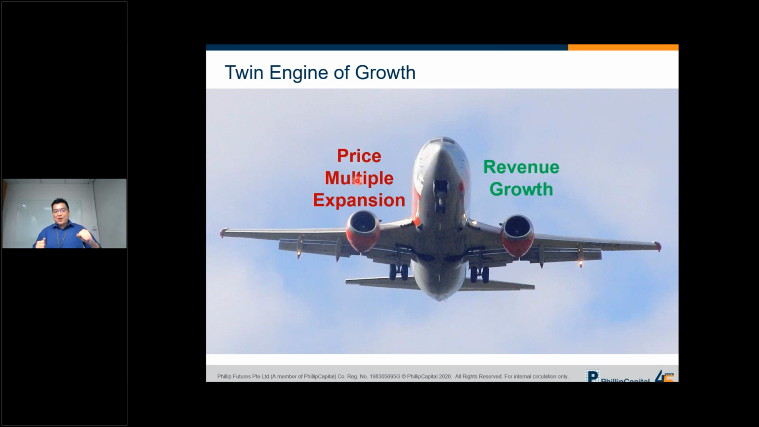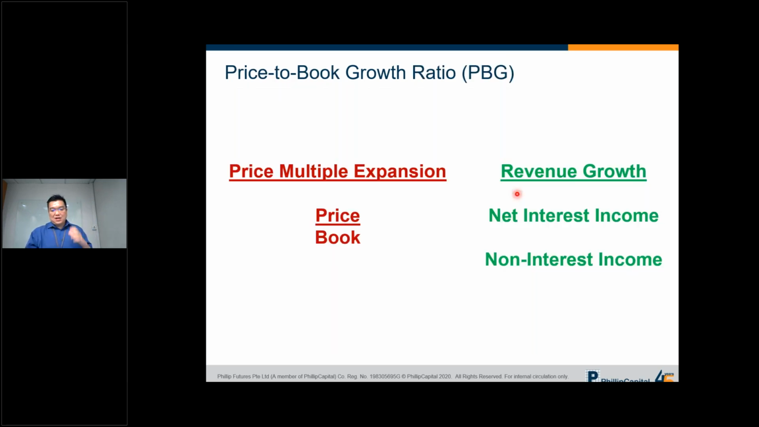If I have price multiple expansion and revenue growth, then I know I stand a higher chance of seeing a greater return in my investment. So when it comes to banks, this is one metric that I look at, which is the price to book and growth ratio. You use the price to book divided by the growth of the banks, and then you get a number, and you want that number to be as low as possible. Then you can compare across various banks and see which one is better, and why it is so low. Then you need to study a little bit deeper.